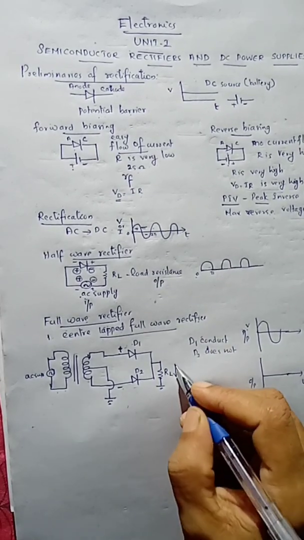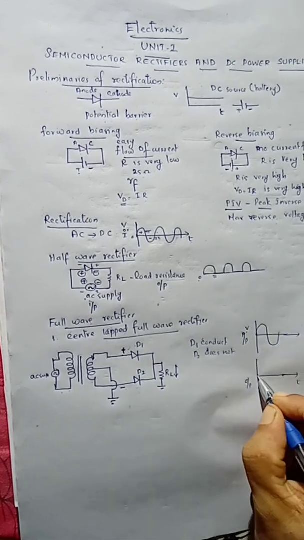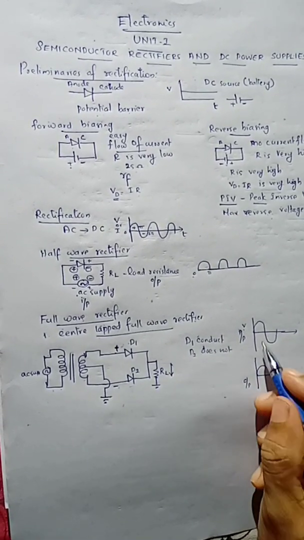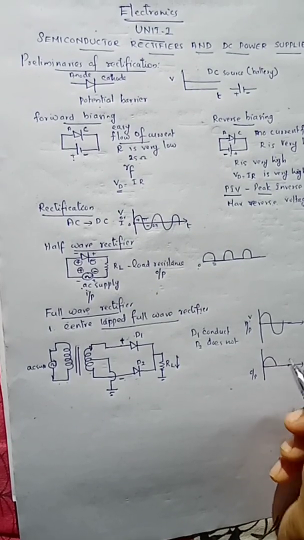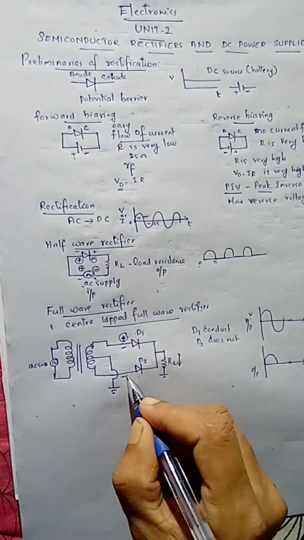It is from the top to the bottom. Now, because of that, we will get an output like this. It is in the same manner as that of the input part. Now, at the next instant of time, the polarity of the leads changes.